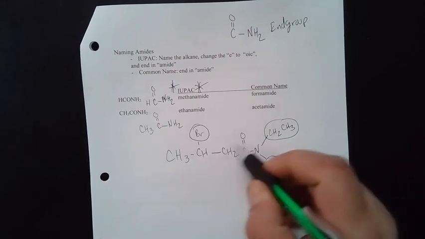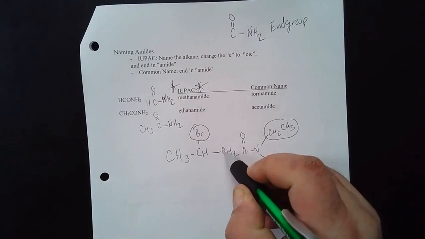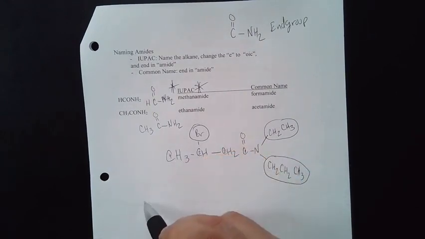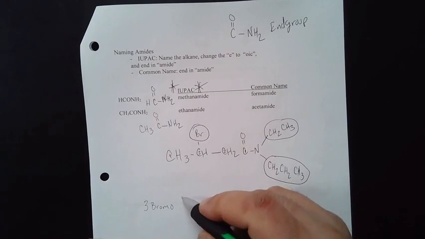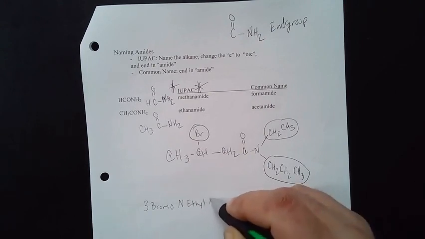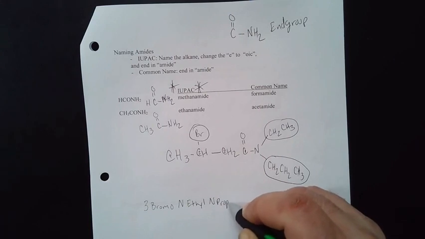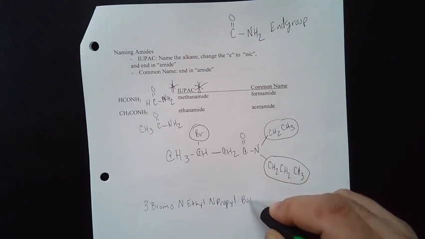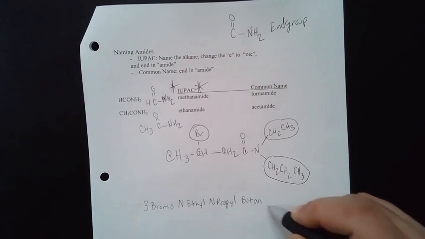Start at the carbon closest to the amine, and 1, 2, 3, and 4. That means our bromo is on number 3. So we start with 3 bromo, and then this ethyl group is on the nitrogen, so it's an N ethyl. The propyl group is also on it, so it's N propyl. And there's 4 carbons in that chain, so it's butane, so it's butanamide.